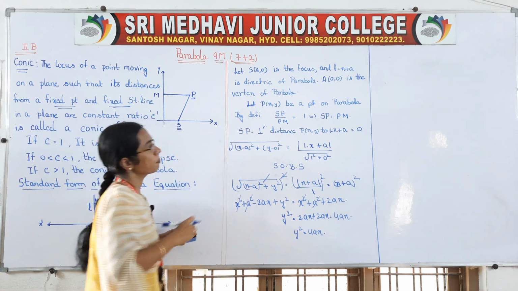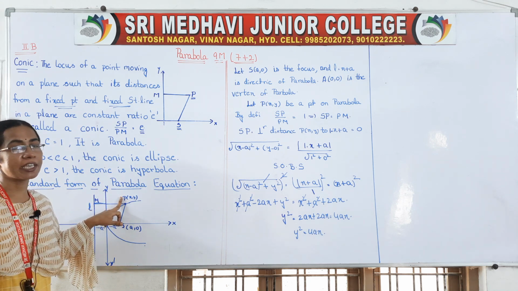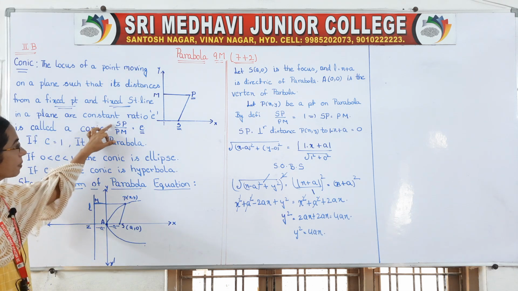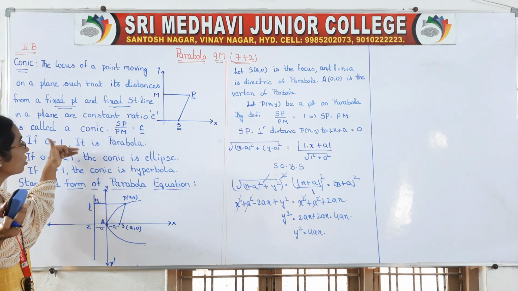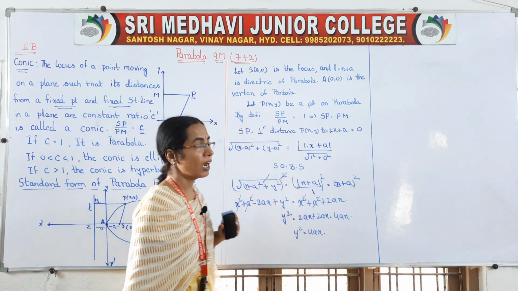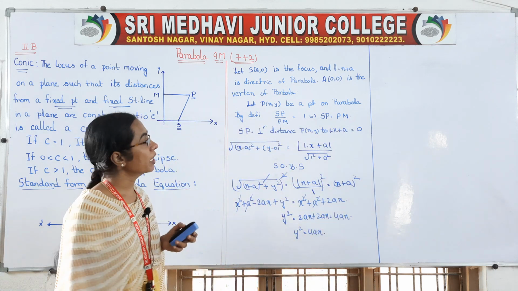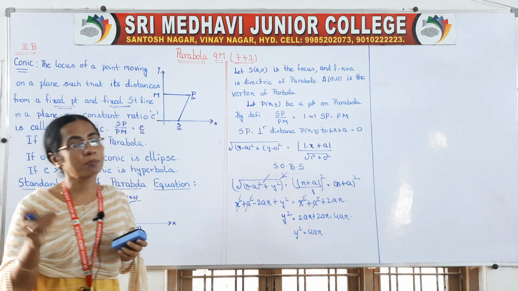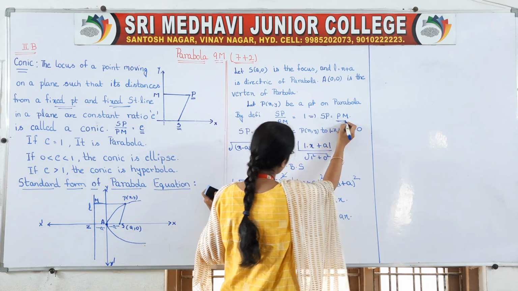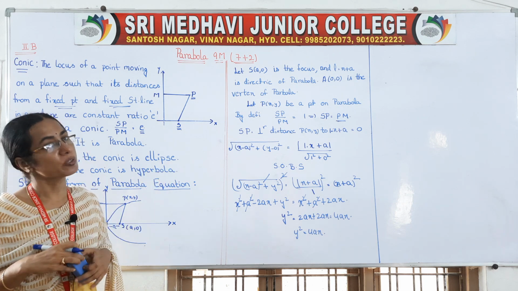Now you take one point P(x, y) on the parabola, and you know that for any point on the parabola, by the definition of conic, SP by PM is equal to E, and if E is equal to 1, it is a parabola. So SP by PM is equal to 1, that is SP is equal to PM. Okay, and what is SP? SP is the distance between S and P, and PM is the perpendicular distance from P(x, y) to the directrix x plus A is equal to 0.